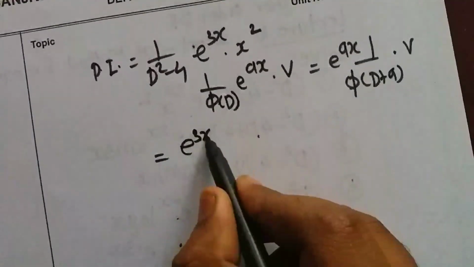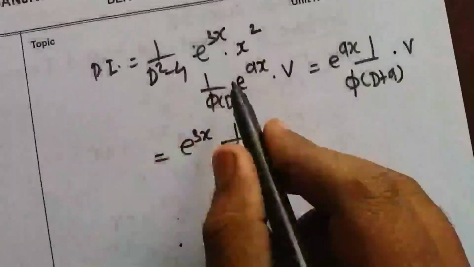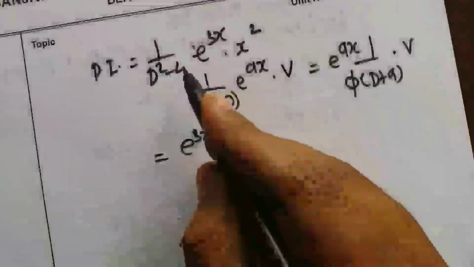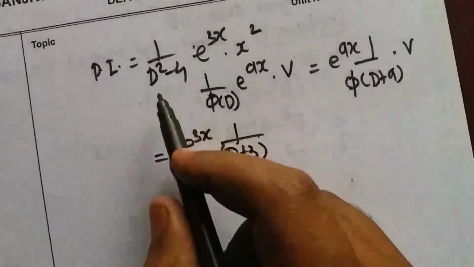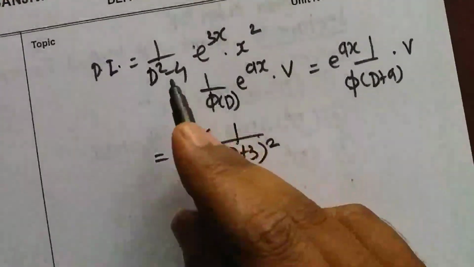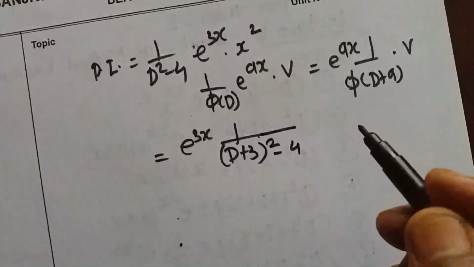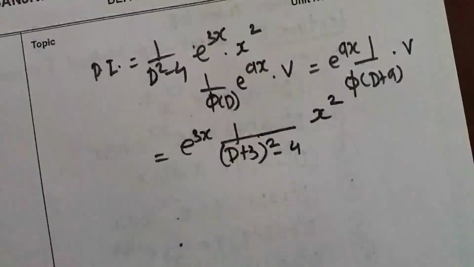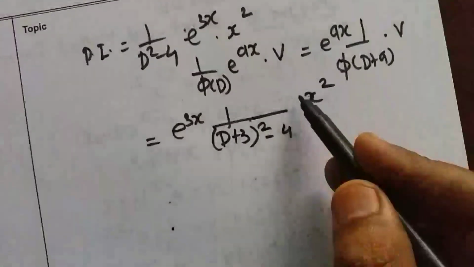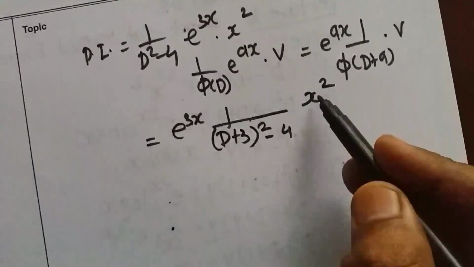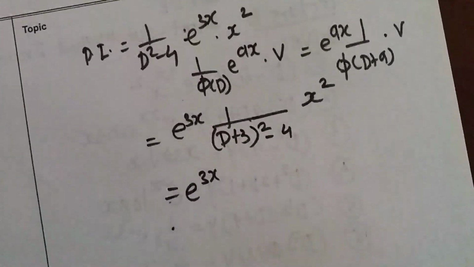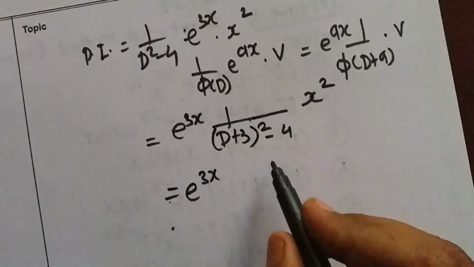Take e raised to 3x outside. Here the value of a is 3, so in place of D, we'll replace D plus 3. So here we have D square, so here we'll have (D plus 3) square. Okay, this is how you have to do. It's minus 4 as it is. Now the second function we keep as it is. Right, now the calculation after this step will depend upon what type of function you have here. Here we have a polynomial function, so we need to apply case number 4 for the remaining calculation. E raised to 3x will be there up to the last step of the solution.